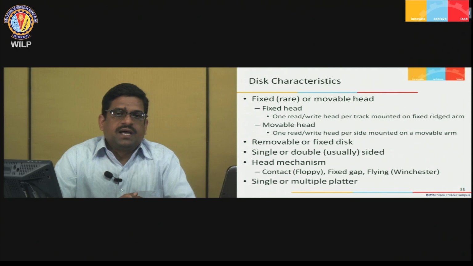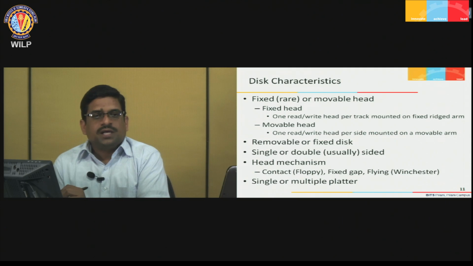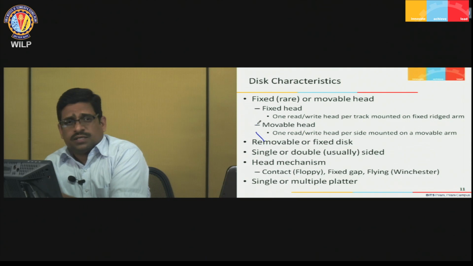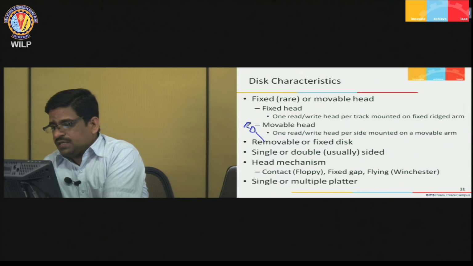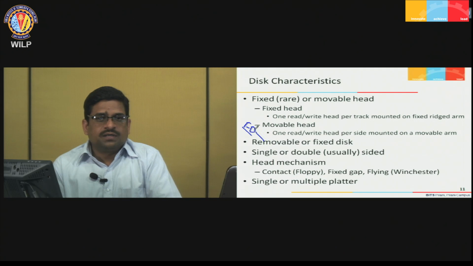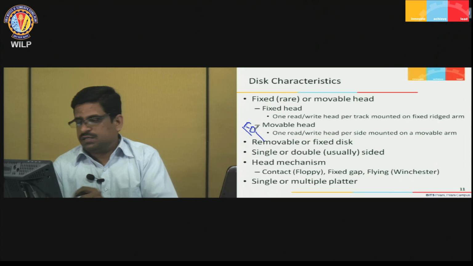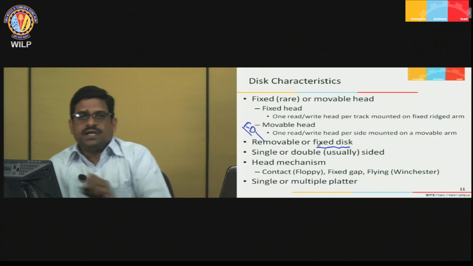In case of the movable head, there is one read-write head per side mounted on the movable arm. You can have a disk on which you can record information on both sides, so double-sided or single-sided. A disk can be removable or fixed. A removable disk example is the floppy disk, which nowadays is not there. You can insert it and, once your work is over, remove it. And the hard disk is a fixed disk; it is not removed frequently.